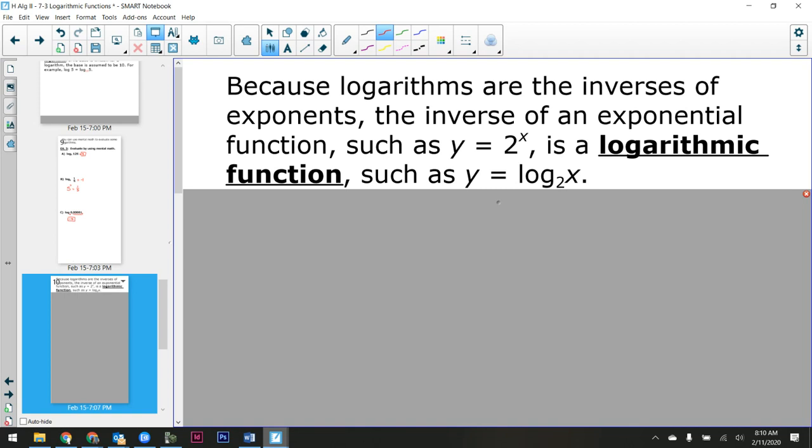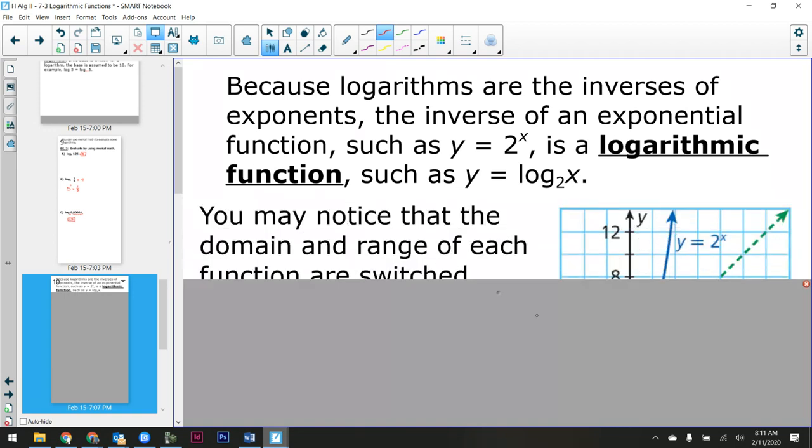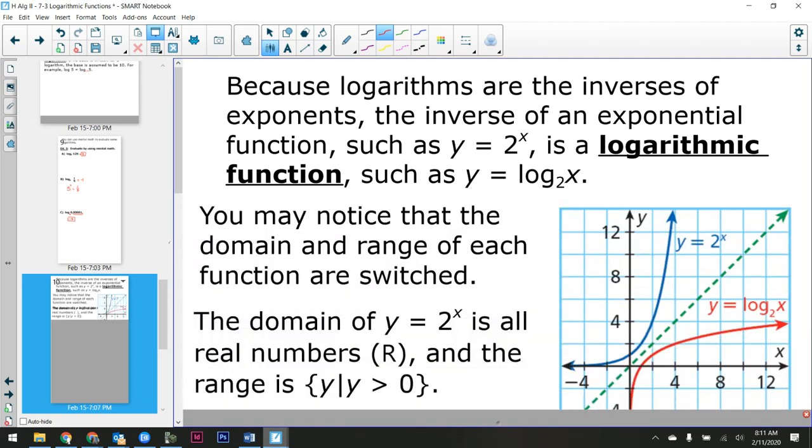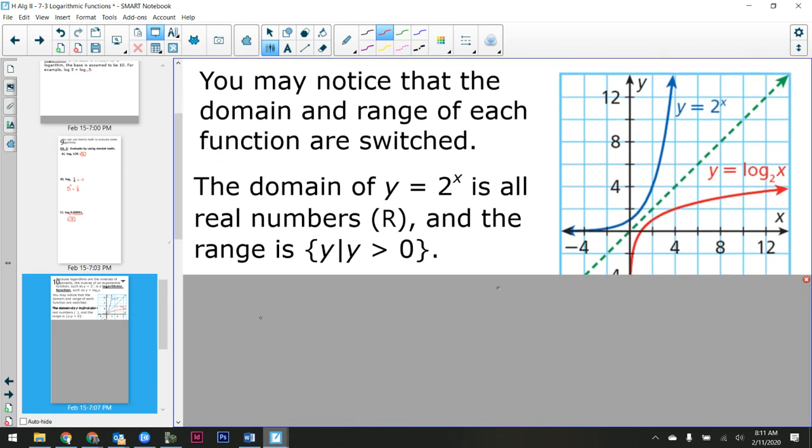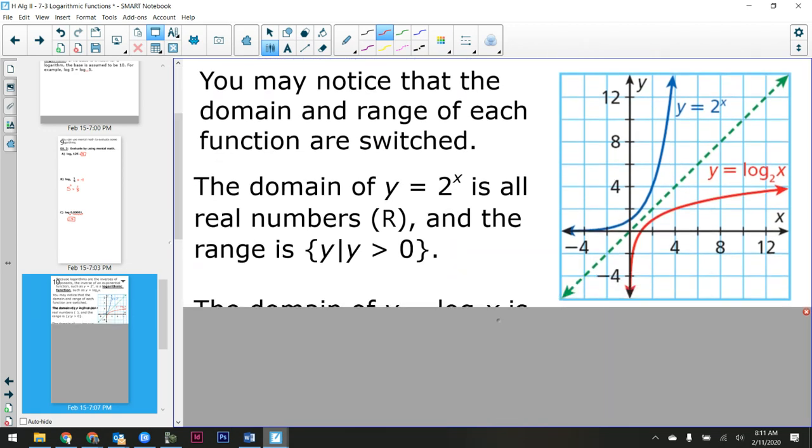So what does that tell us graphically about 2 to the x and log base 2 of x? What did we learn yesterday about the graphs of these two things? It's reflected over the line y equals x. It's reflected over that diagonal line. So what does that mean? Well, that means a lot. Take a look at the graph.